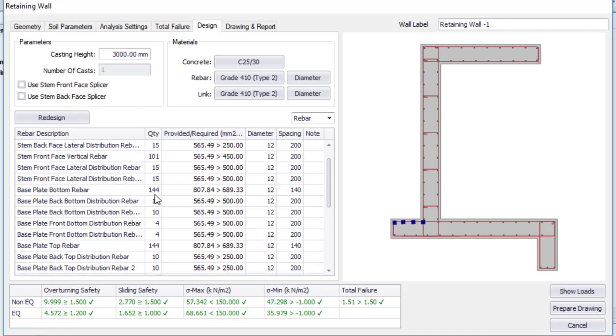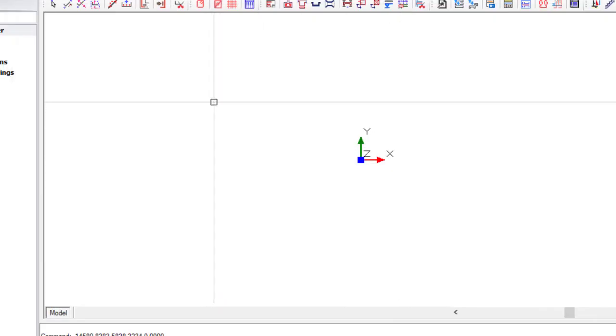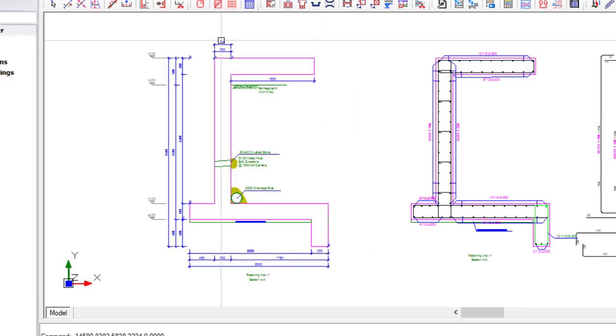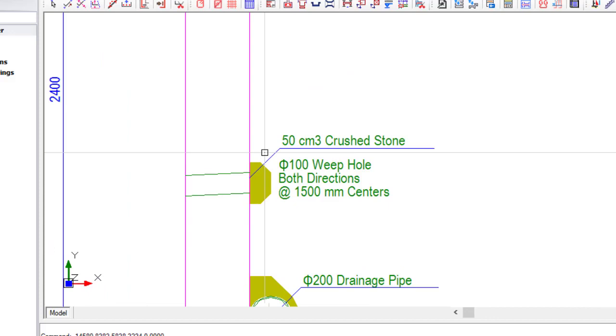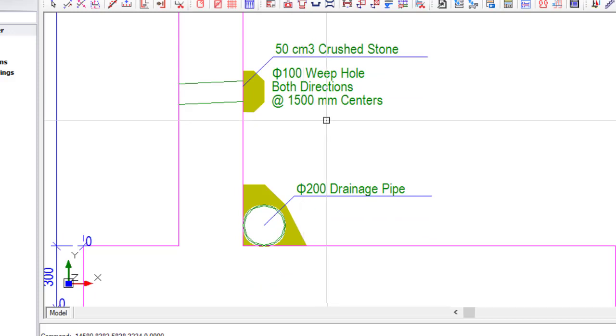Then how do you now see the detail? Maybe you want to prepare the drawing, just come here and click on prepare drawing and then you click anywhere to place it, maybe here. So you can now see the detail. So this is the detail. You can see this is the whip hole. It is 100 mm diameter, and then you can see the spacing is 1.5 meter center to center.